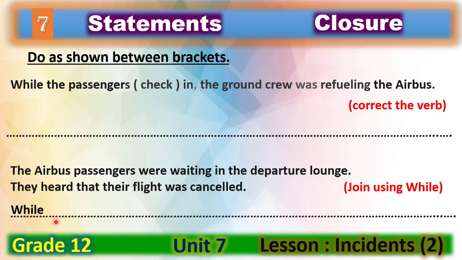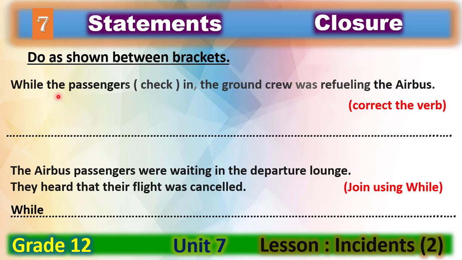Welcome back, my dear students. Now let's check your answer. Number 1, while the passengers. Remember, here we have while at the beginning of the sentence, so the verb here must be in the past continuous. So we will add was or were in front of it, and we will add ing at the end of the verb.